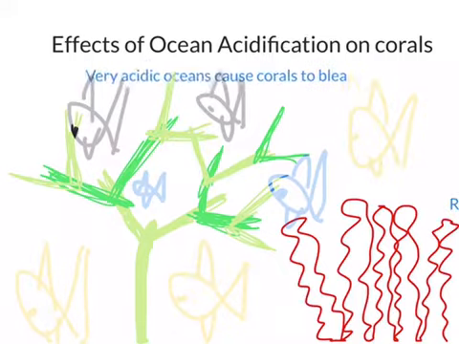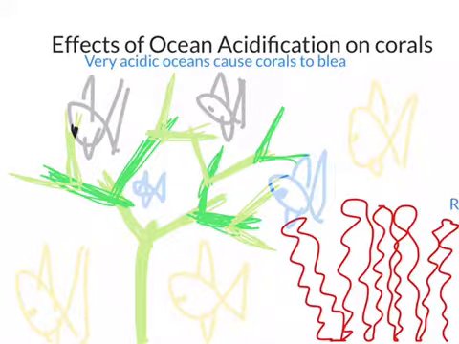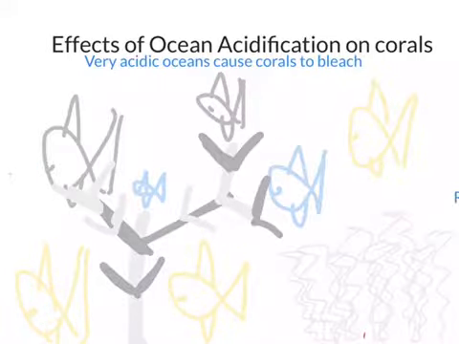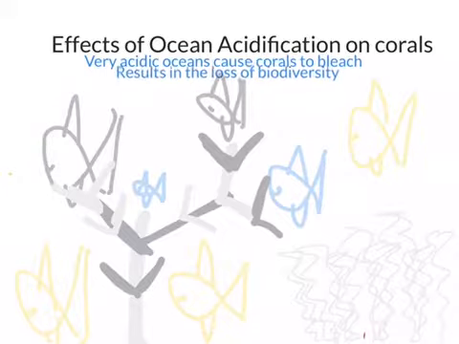Very acidic oceans cause corals to bleach. This means that the corals turn white. This results in the loss of biodiversity.